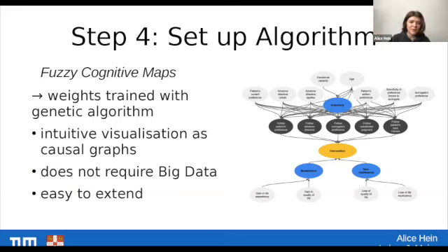So it has the benefit that it doesn't require a lot of data. You can learn with a genetic algorithm from a pretty small data set, and you can visualize this intuitively with this kind of causal graph. And it's also easy to extend. So like we talked about before, we didn't use justice in this first prototype, but you could, in theory, put another node there and thereby make it a more complete or bigger model.